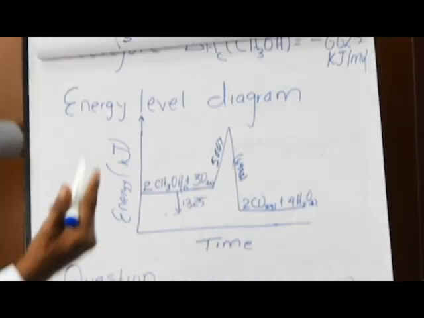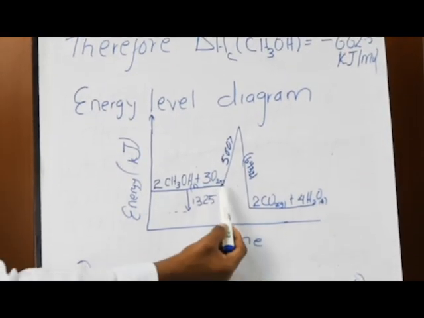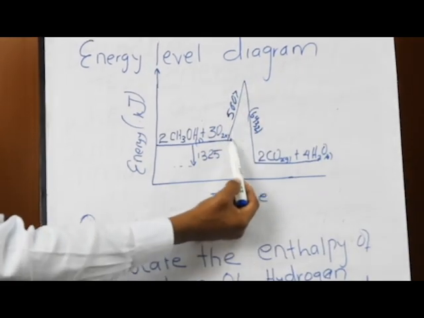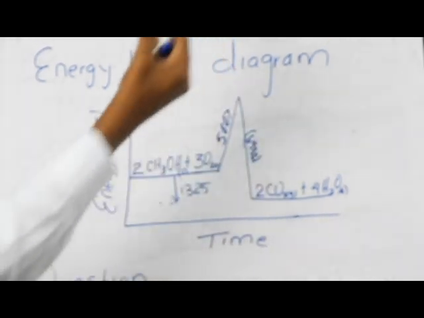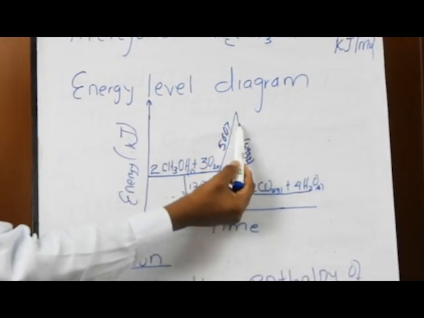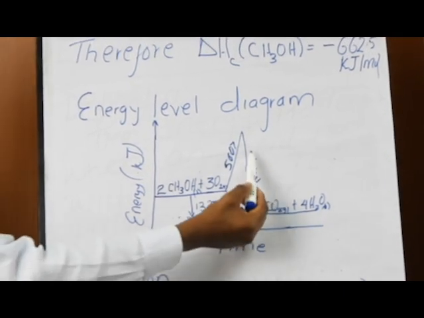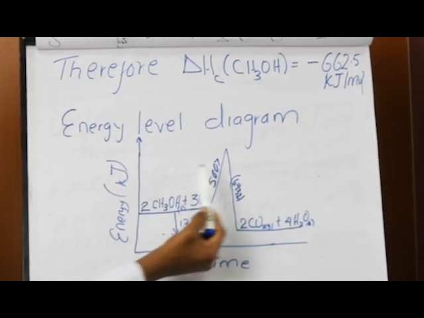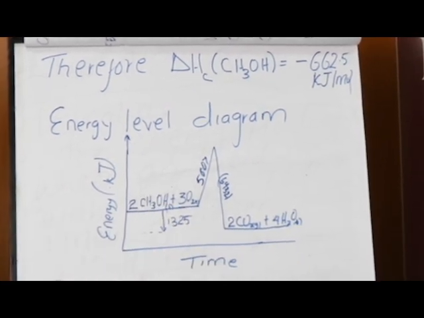Now let's get to this diagram. I want to represent that in an energy level diagram. The energy required to break bonds comes to 5,607 kilojoules. That is the bond breaking. Then the total amount of energy produced when the bonds are formed is that much. So you realize that I'm getting more than I used, so the process becomes exothermic.